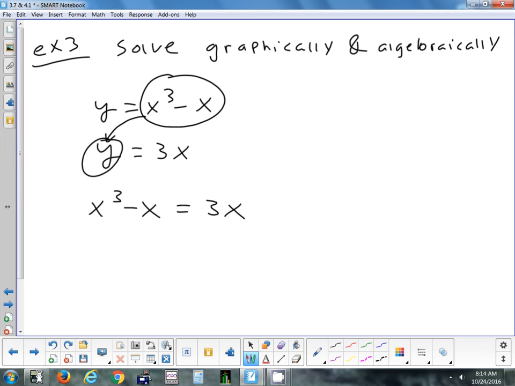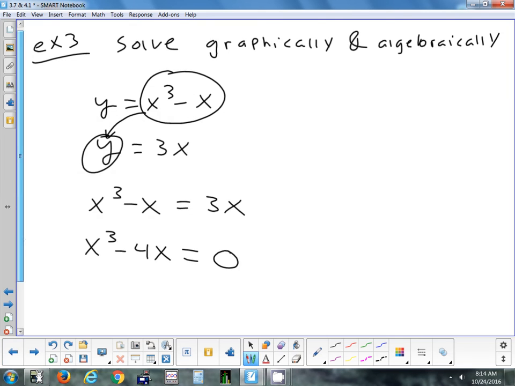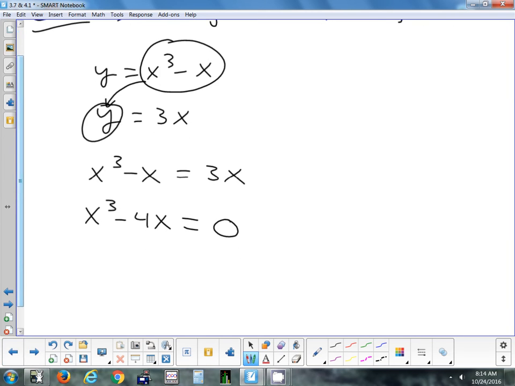I do like the idea of combining the x's, but what I think I would do is get all the x's on one side. If you add x, it's going to leave them on both sides. Okay, so subtract 3x. Now we've got it equal to 0, which is always a good thing, because if we can factor that, then we can solve it. What can I factor out of x cubed minus 4x? Yeah. Factor out an x.